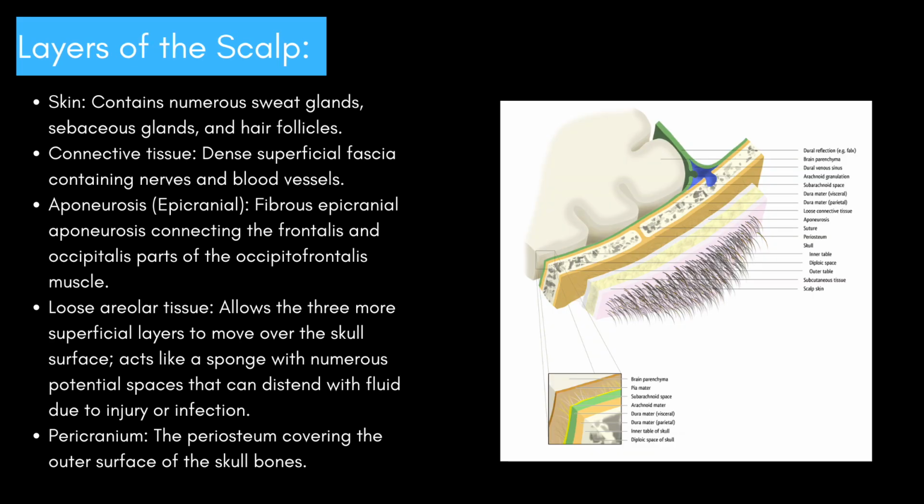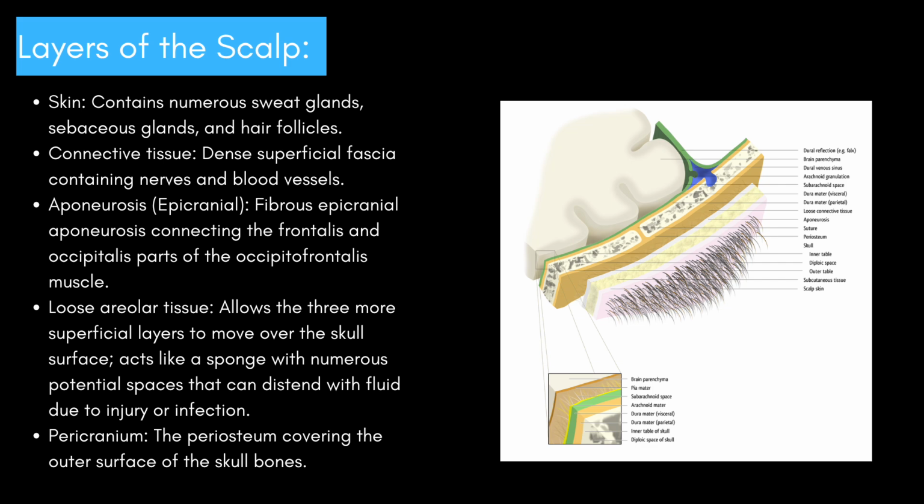Let's next take a look at layers of the scalp. Skin contains numerous sweat glands, sebaceous glands, and hair follicles. Connective tissue, dense superficial fascia containing nerves and blood vessels. Aponeurosis, epicranial. Fibrous epicranial aponeurosis connecting the frontalis and occipitalis parts of the occipitofrontalis muscle.